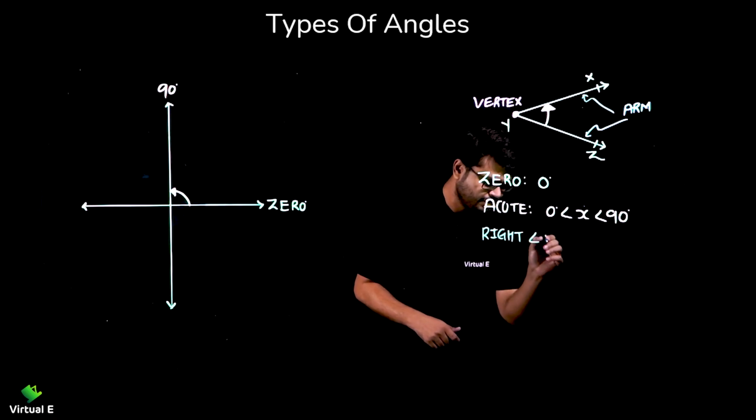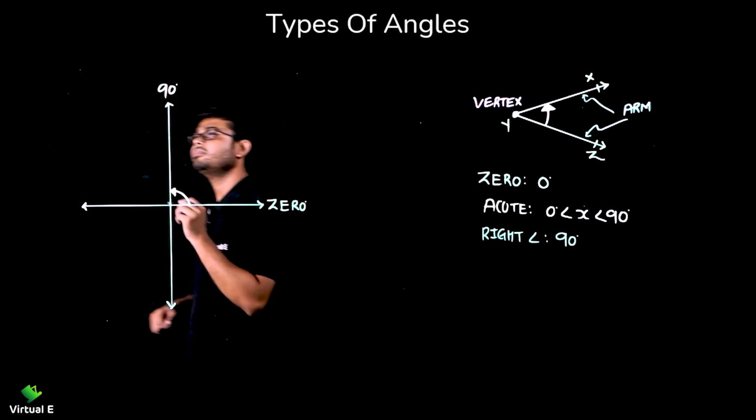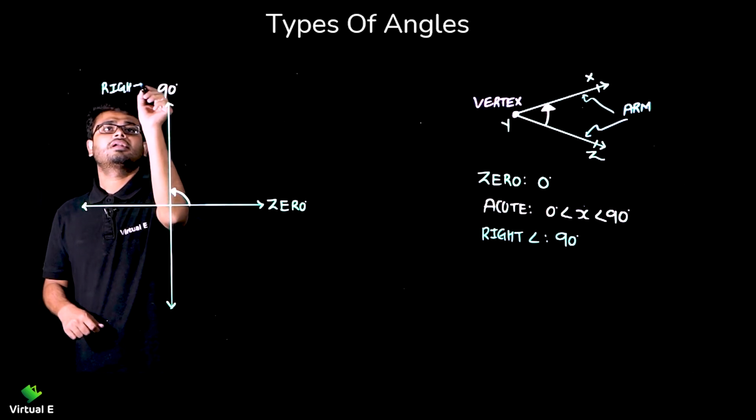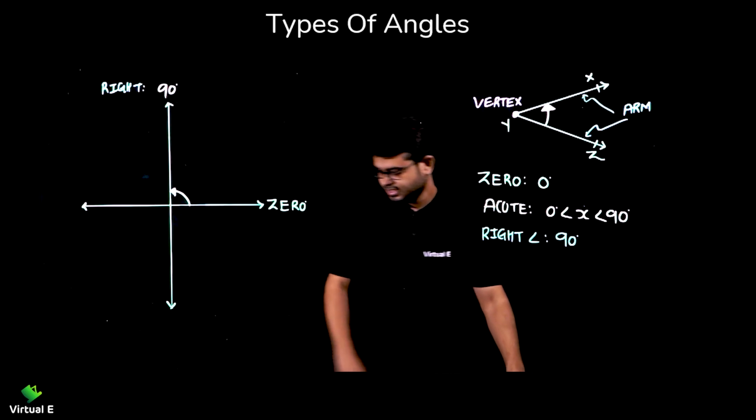Next, we know very well that is the right angle, right? Right angle, that is exactly 90 degree. So this is right angle, right?